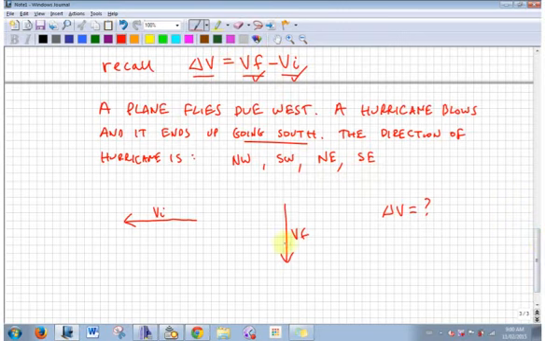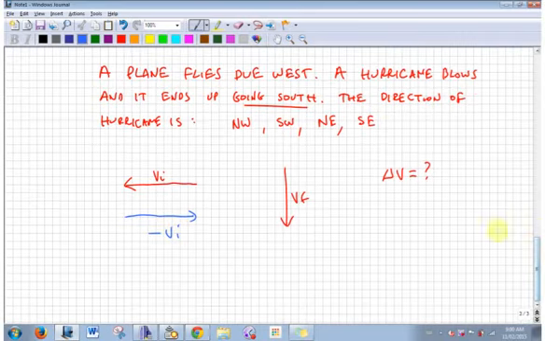VF minus VI. I got VF, I have VI. What's minus VI? That's minus VI. If I add this and this, I get the direction. Let's add this and this. What's the direction? That's delta V. That's definitely southeast, isn't it? Okay?